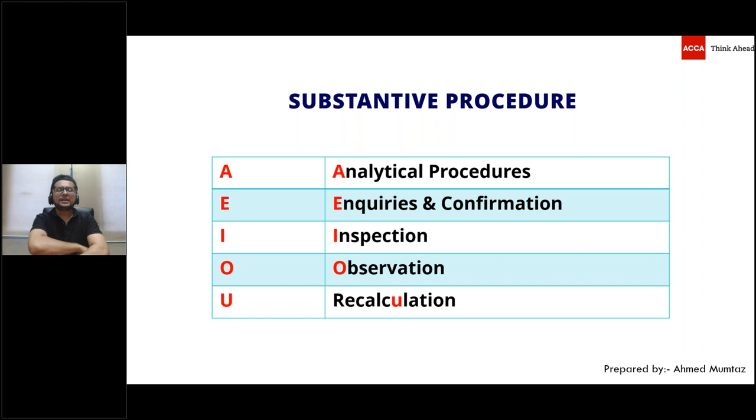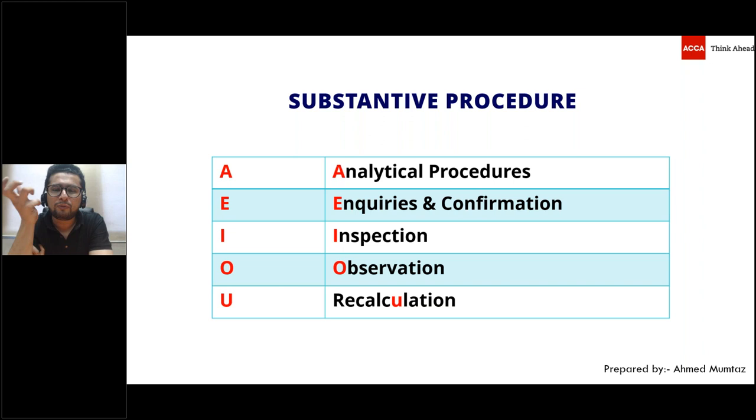Okay, inspection. The word inspection is frequently used by the auditor. When it comes to inspection, the auditor would like to inspect two different things. A, the documents. So I would like to inspect the goods dispatch note, the goods received note, and I would like to inspect or review the loan agreement. So the word inspection has got to do with documents.